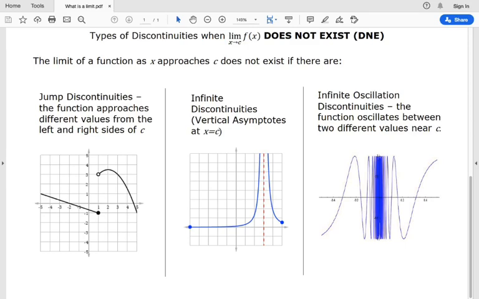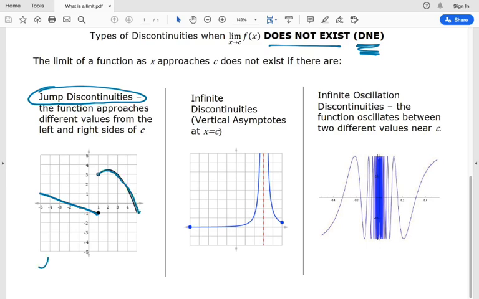Okay, now we're going to talk about when it doesn't exist. When a limit doesn't exist, we'll use this notation right here. We'll say DNE, which means does not exist. An example of pictures where that happens are these three right here. You'll have jump discontinuities. What happens there is, as you're writing with your pencil, you're writing along, and then all of a sudden you have to jump to go to the next part. That's called a jump discontinuity.